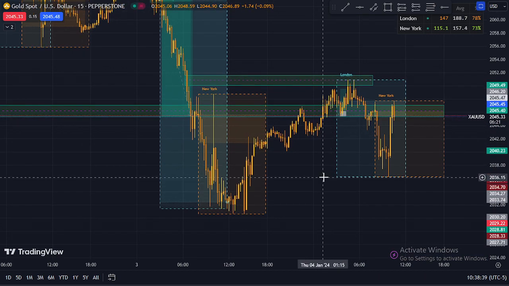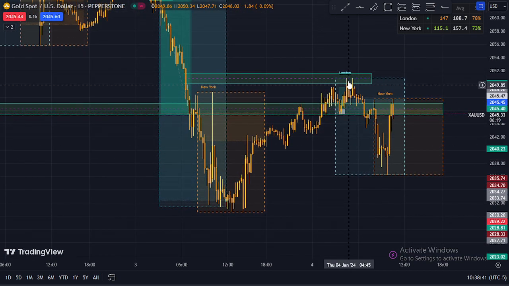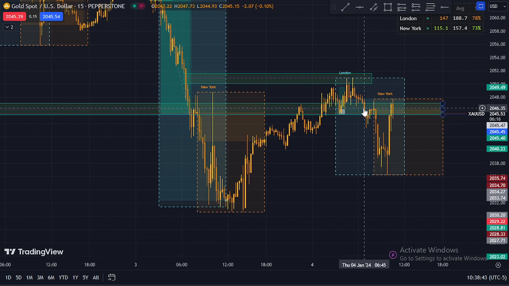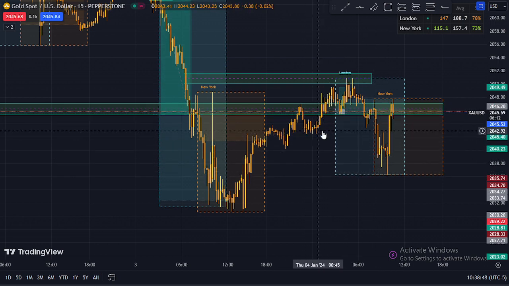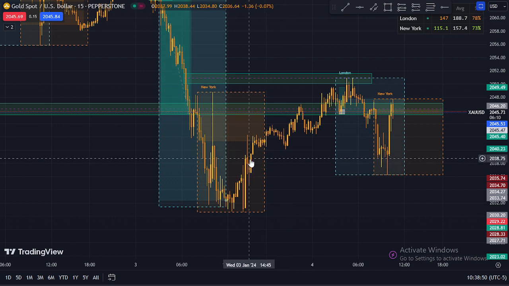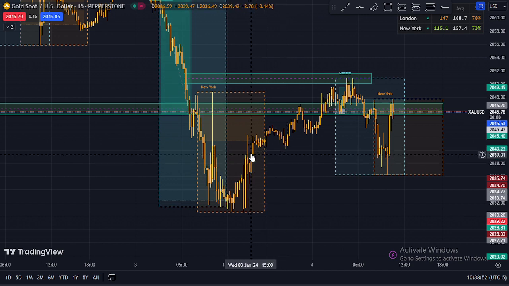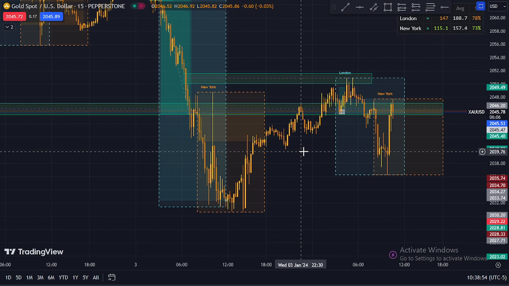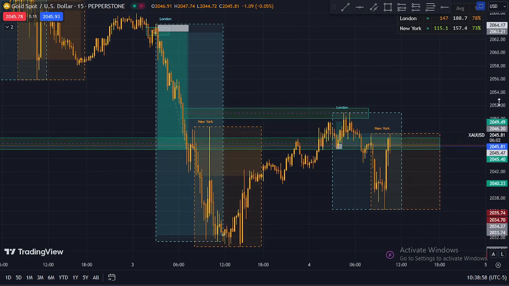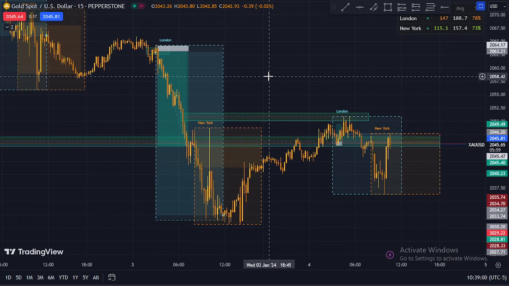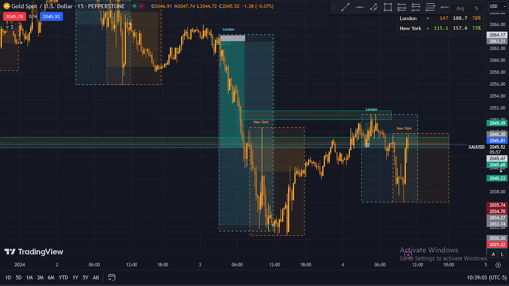So today we had this run to the downside, taking out these lows, as you can see, and traded inside these inefficiencies. So today it was quite simple.